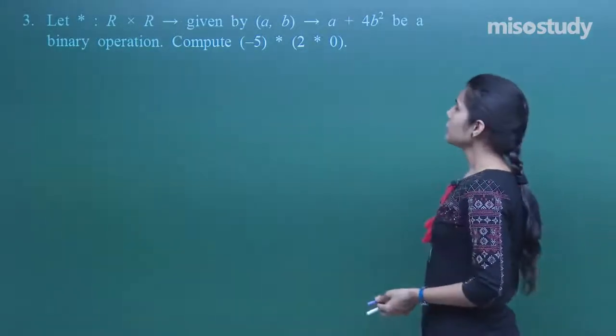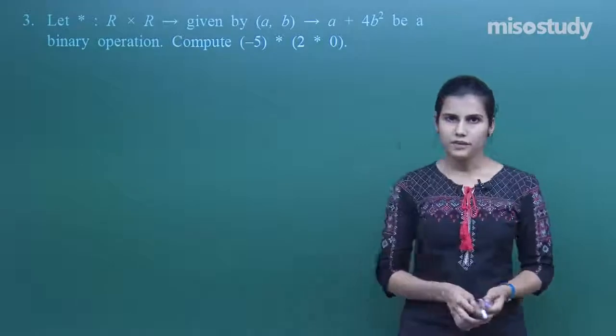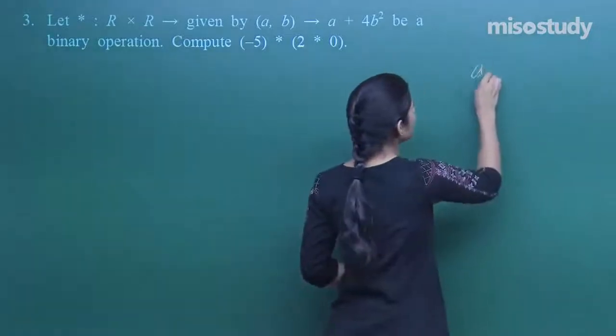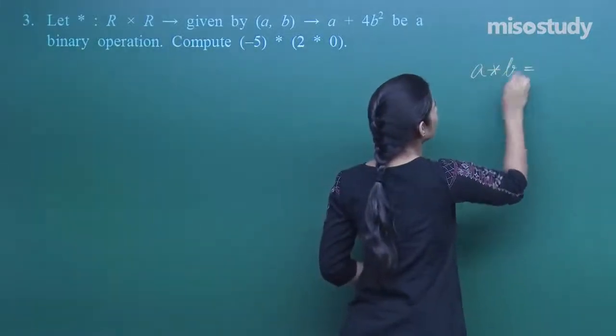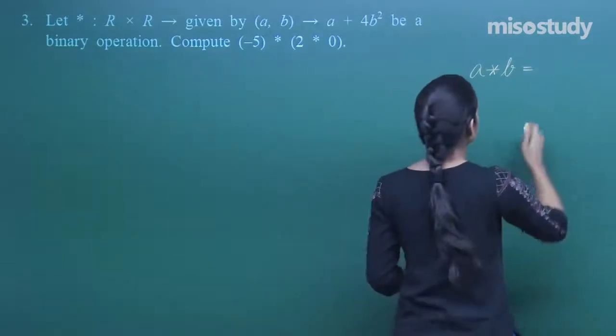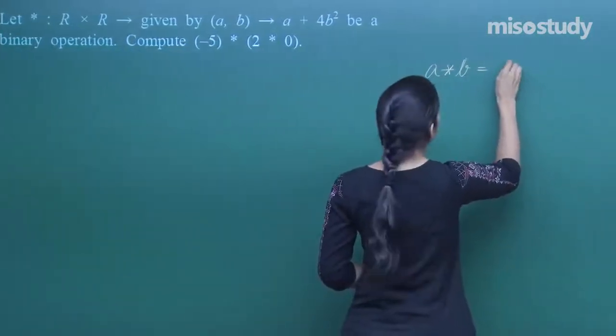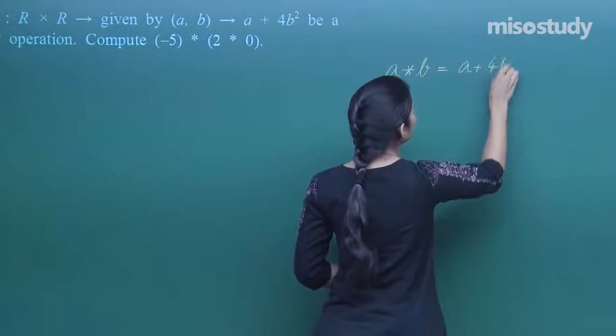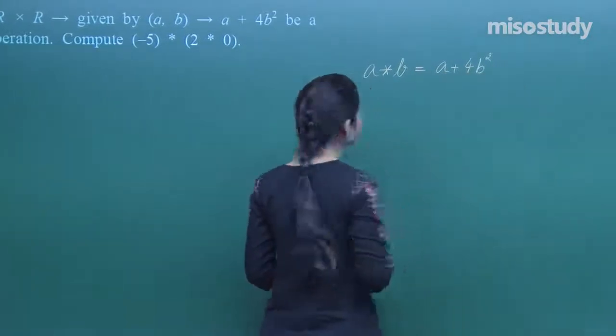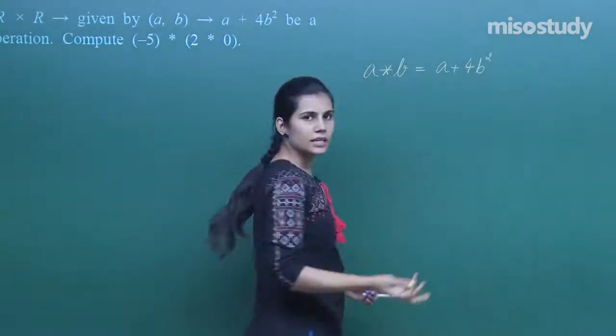Compute minus 5 star 2 star 0. So star's definition is given to you. They are basically saying that A when operated with B under the operation star actually gives you one single element like this by combining A and B in this fashion. Is it understood? A and B are real numbers.